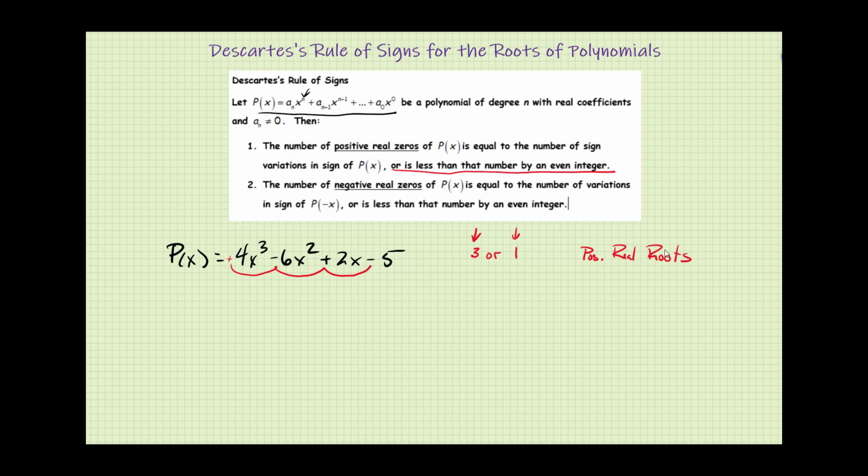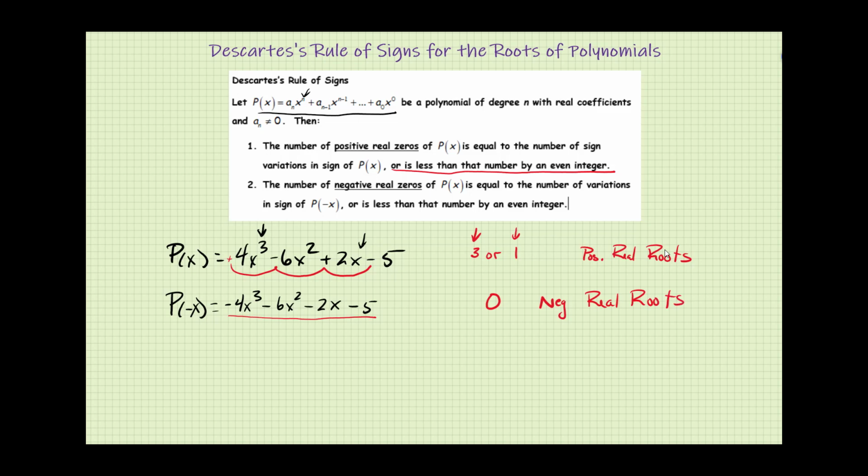Now we check the negative real roots. What we're going to find is what we call p of negative x. With p of negative x, what that means is you change the sign of any term with an odd exponent. So this becomes negative 4x cubed minus 6x squared minus 2x minus 5. And now we look for sign variations. As I go through, I don't see any sign variations. So we say 0 negative real roots.